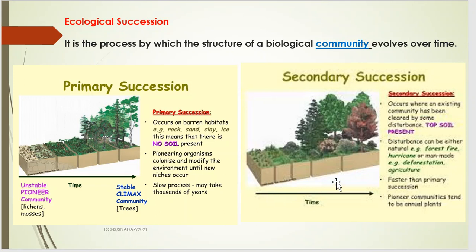Now, primary succession is a slow process. In secondary succession, the organisms come back to life, and the whole area comes back to the climax forest in a shorter period of time. And this is called secondary succession.